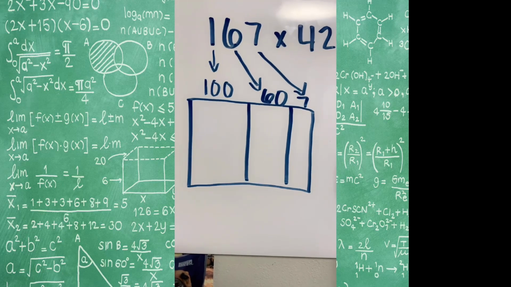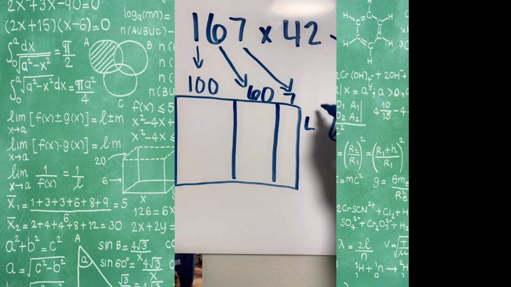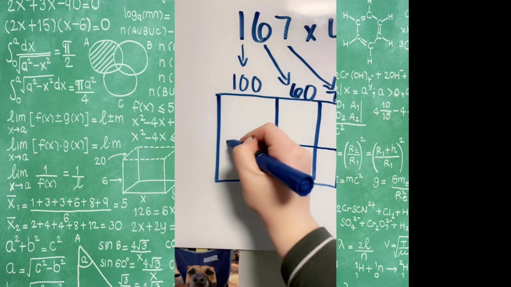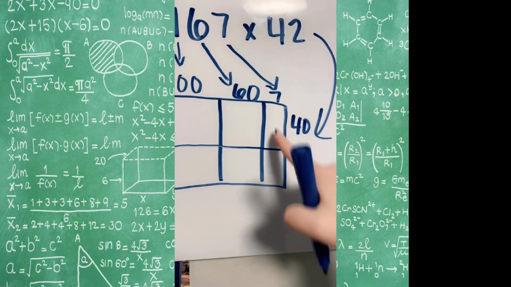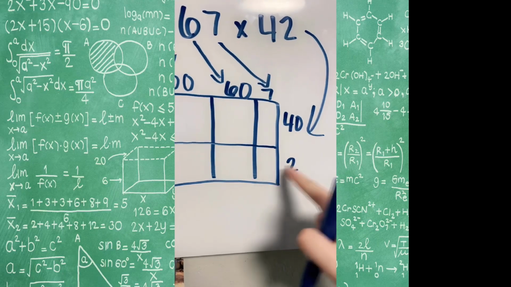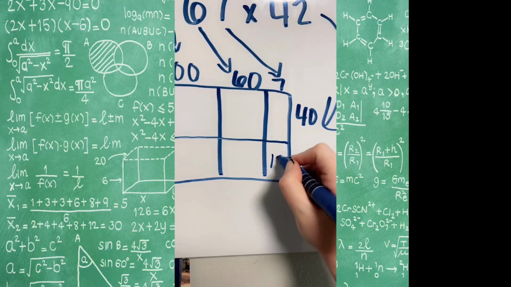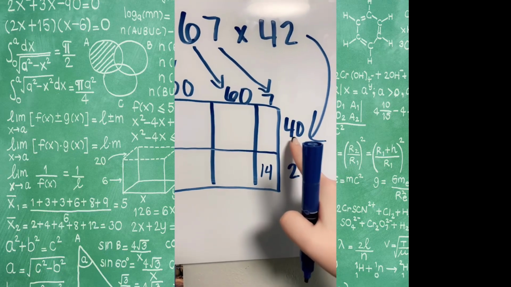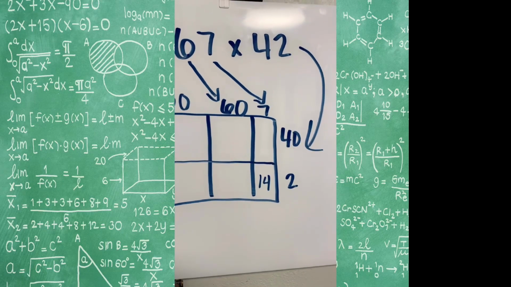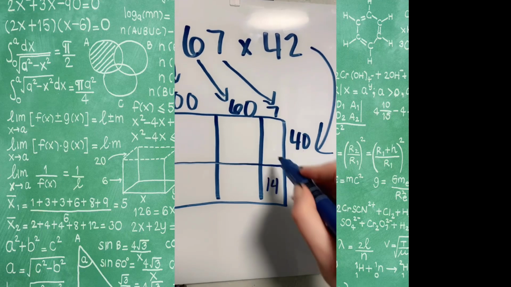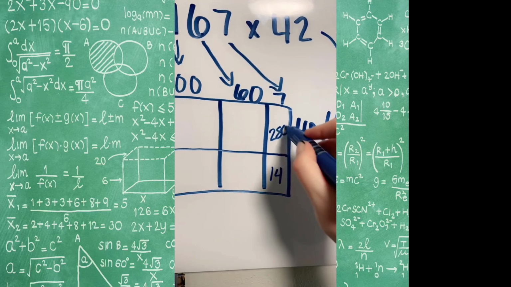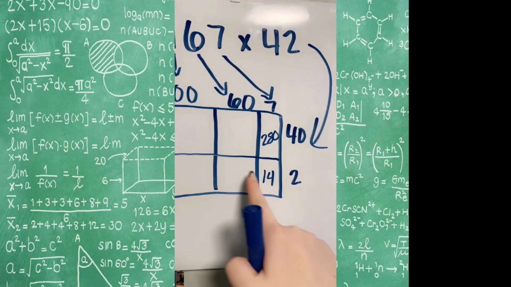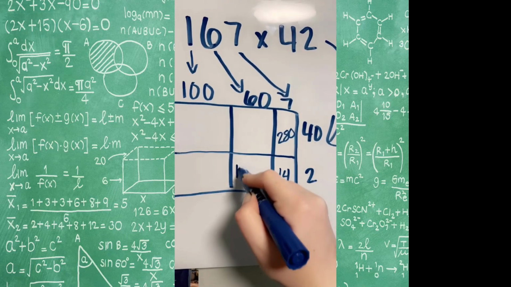Then we're going to bring our 42 to the side, break it down by 40 and 2. We split that up there. Now, this is our easiest box. We've got 7 times 2, which is 14. Then we have 7 times 40. I'll give you a second to think about it. 280. Then we have 60 times 2, 120.